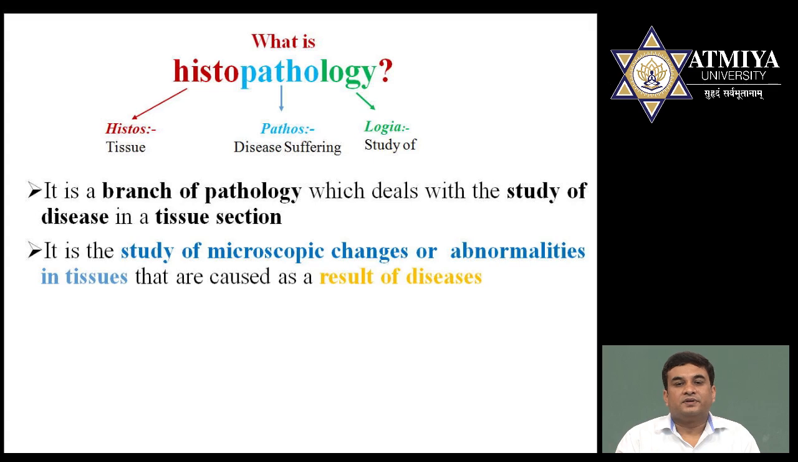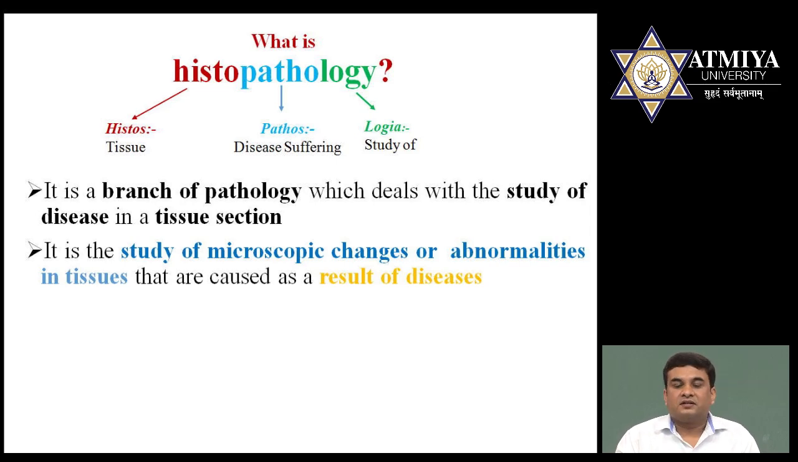If you look at the term histopathology, it consists of three words: histo, which means tissues, patho, which means disease or suffering, and the last word, logia, which means the study of. So if you define histopathology, it is a branch of pathology which deals with disease in the tissue section.